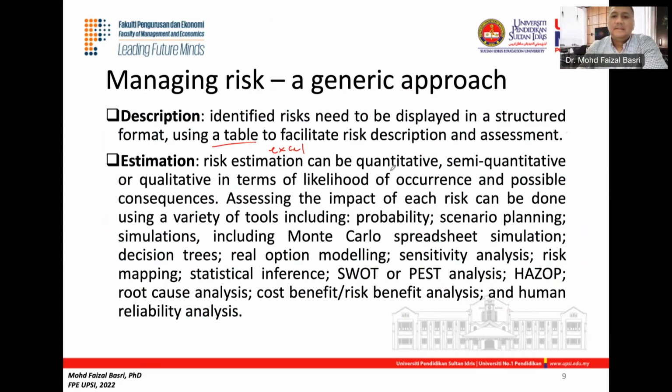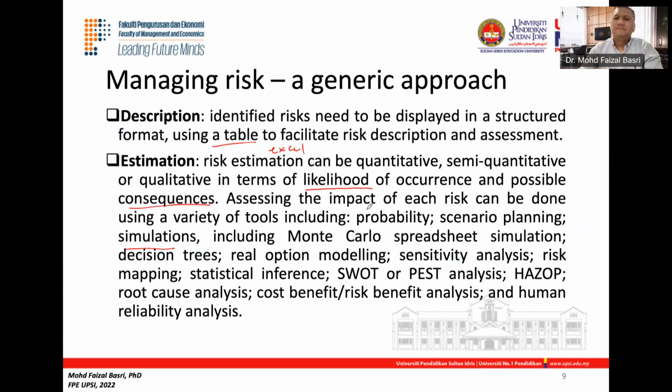Estimation can be quantitative, semi-quantitative, or even qualitative in nature. Usually we will highlight the chances, the occurrence, and also the possible consequences. What will be the implications of the risk? Again, there are a lot of methods or tools that can be used, including scenario planning and simulations. We can simulate based on these risks: if we don't do anything about it, what will happen?